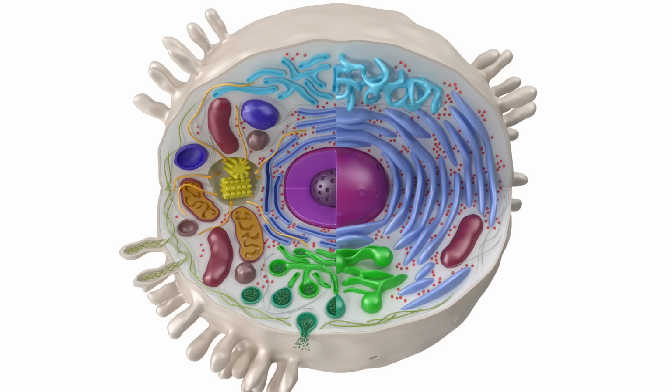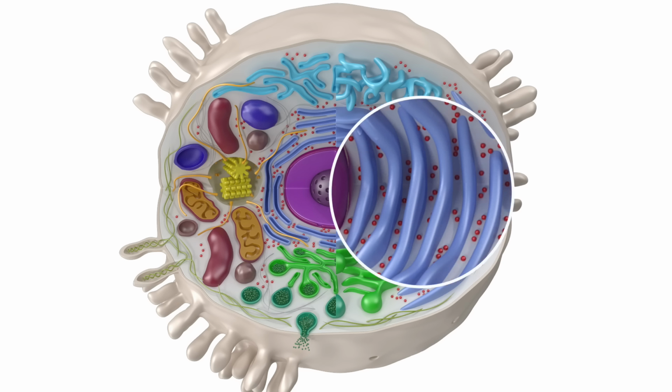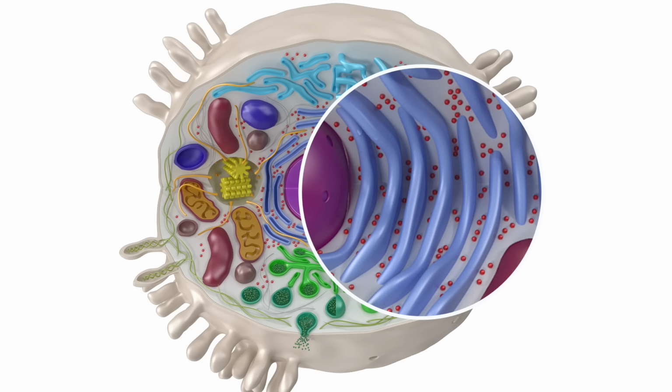Next, let's look at the endomembrane system, a group of membrane-bound organelles that work together like a cellular assembly line to modify, package, and transport within the cell and beyond. Here's the breakdown. The endoplasmic reticulum, ER, comes in two varieties. Rough ER has ribosomes attached. It helps compartmentalize the cell and plays a major role in protein synthesis and processing.